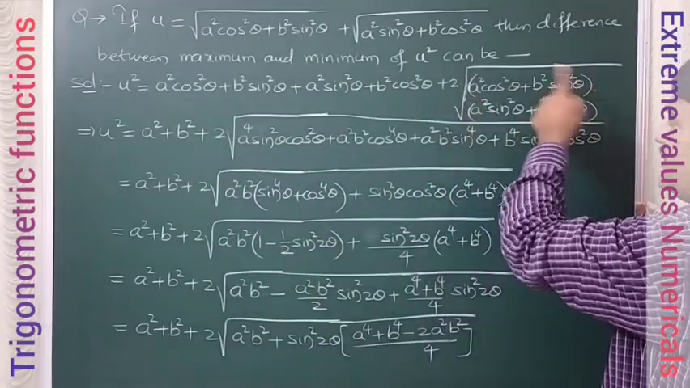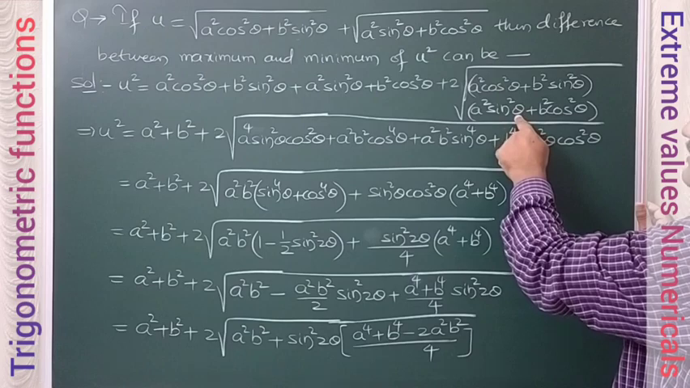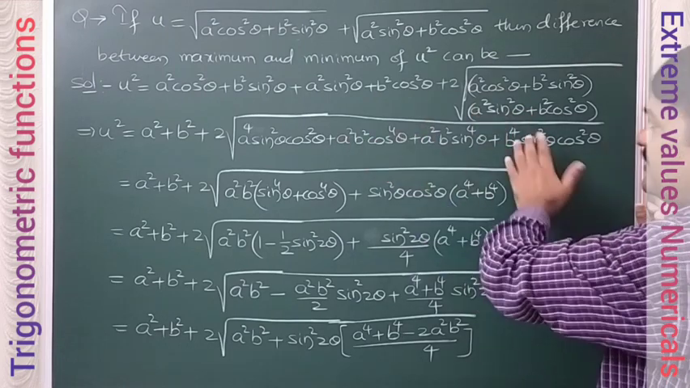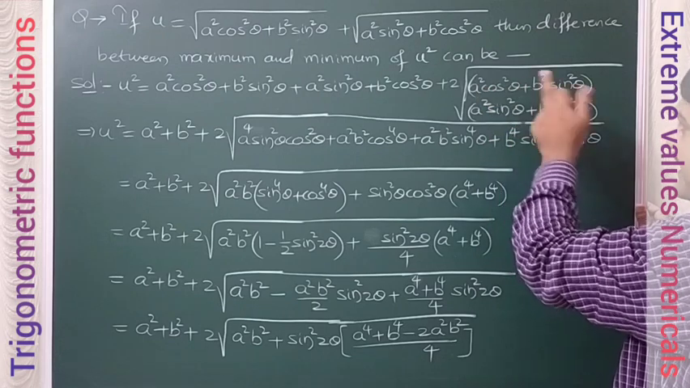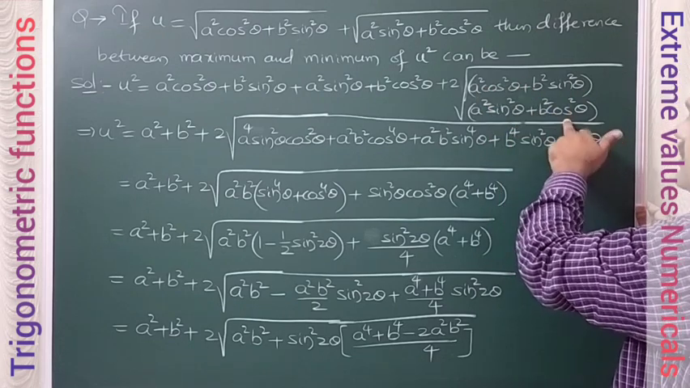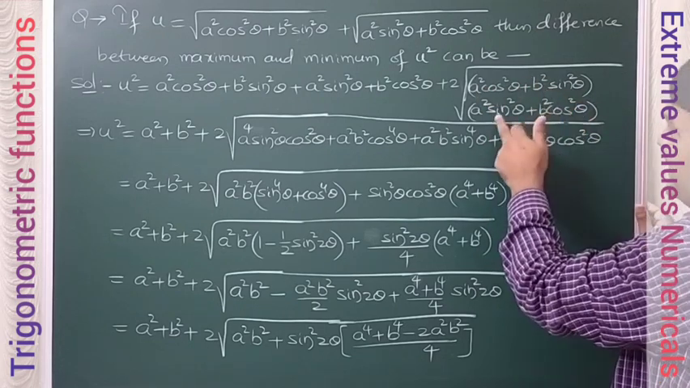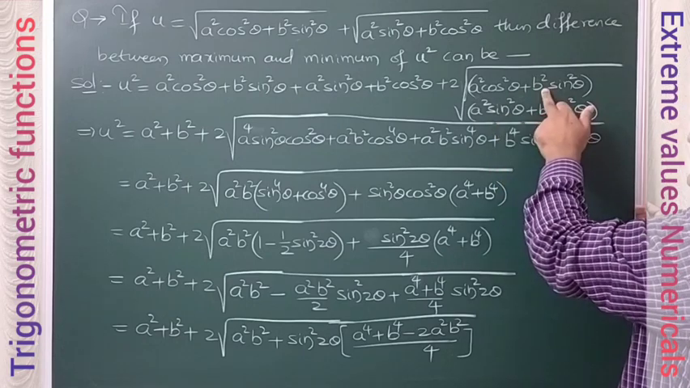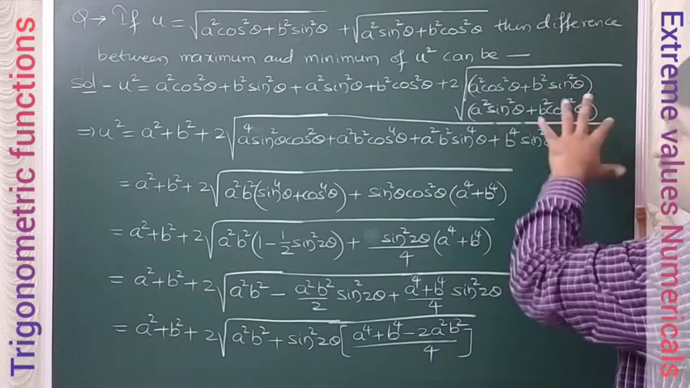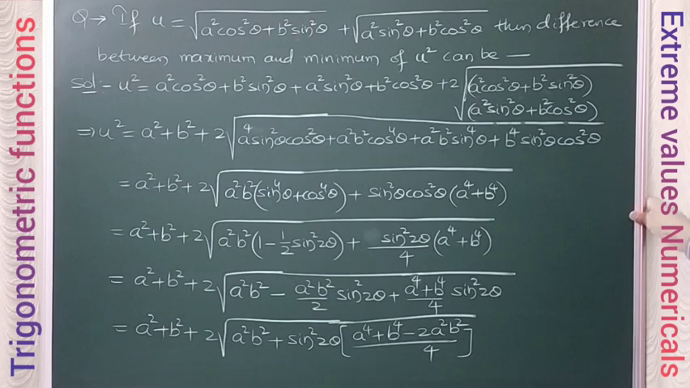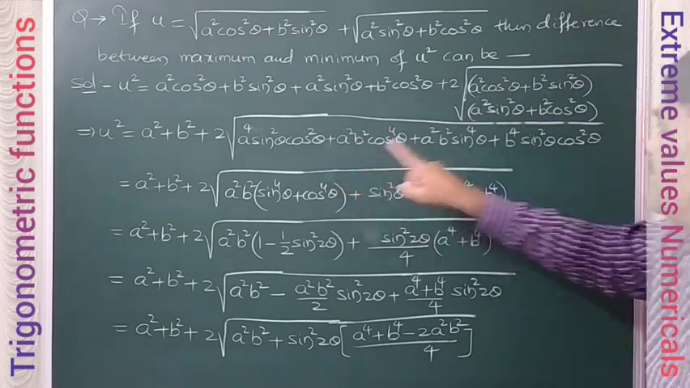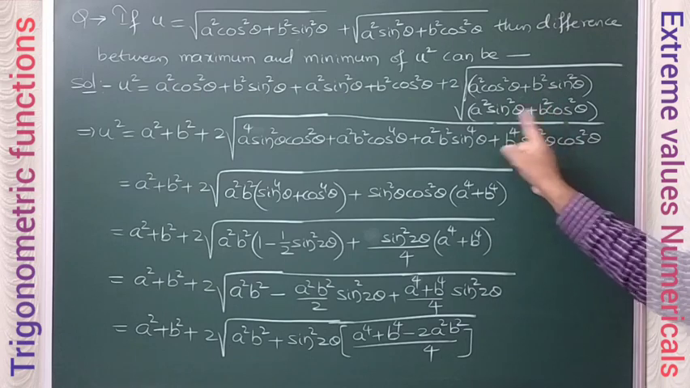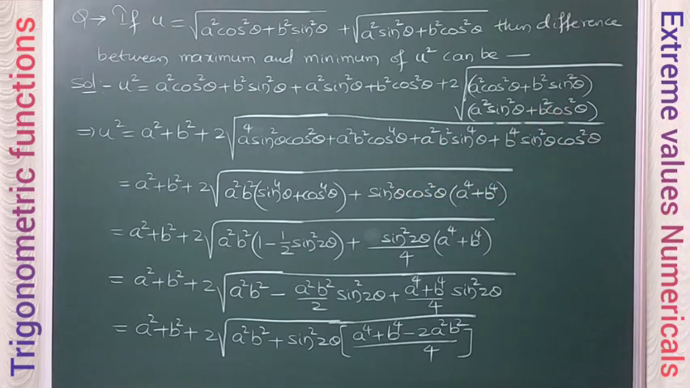Now this part, just multiply these two, that's all. Multiplication of these two we have written: a square cos square theta into this one, and b square sin square theta into this one. So just multiplication we have done. You can see clearly, multiplication of these two terms, next multiplication of these two terms, proceeding like that.